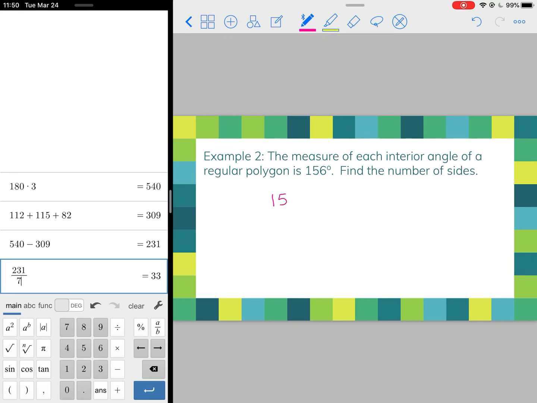That 156 comes from the total angle sum, which is 180 times n minus 2. And then I take that and divide it by the number of sides. To solve this, the first thing I need to do is get this n off the bottom. It's being divided by n. I'm going to multiply by n on both sides first. That leaves me with 156n equals, and then for this top part, I'm going to distribute. I'm going to multiply both of those things inside by 180. So that's 180n minus 360.